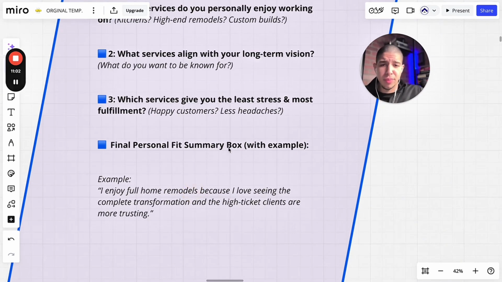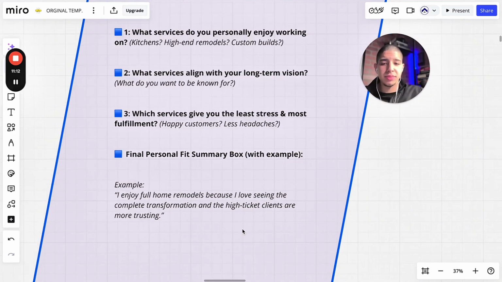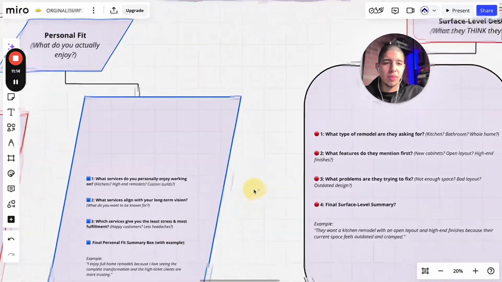Final personal fit summary box. And this is just an example. I enjoy full home remodels because I love seeing the complete home transformation, and high ticket clients are more trusting. No truer words have ever been said, right?